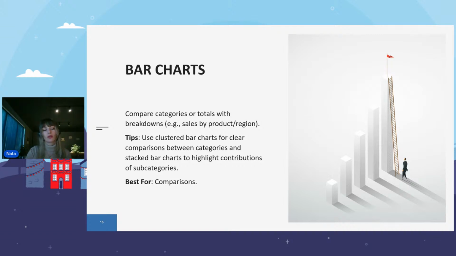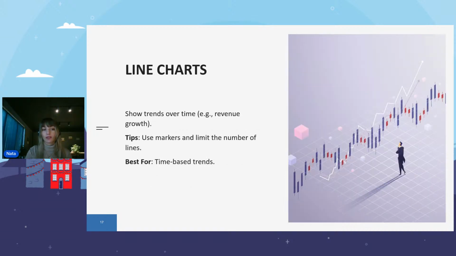For example, we can use clustered bar charts for clear comparisons between categories and stacked bar charts to highlight contributions of subcategories. And we also have line charts, which are mainly used to show trends over time.